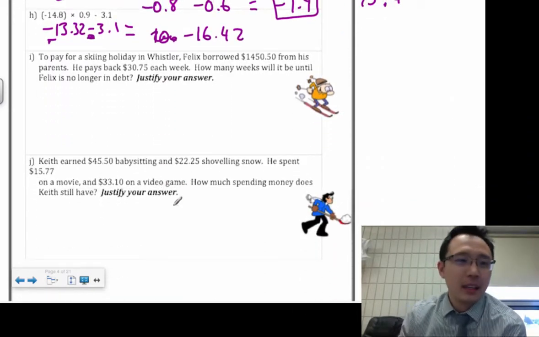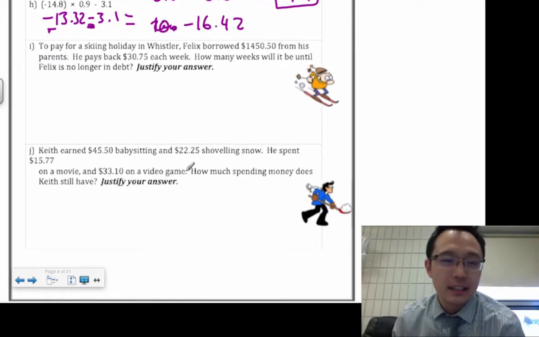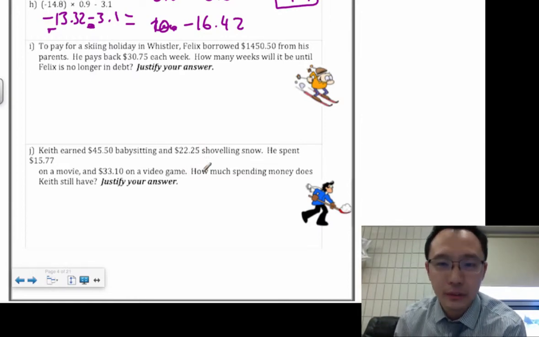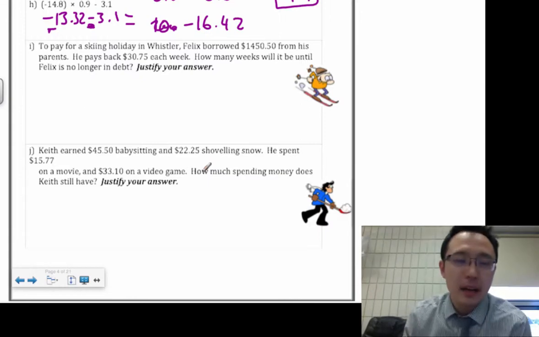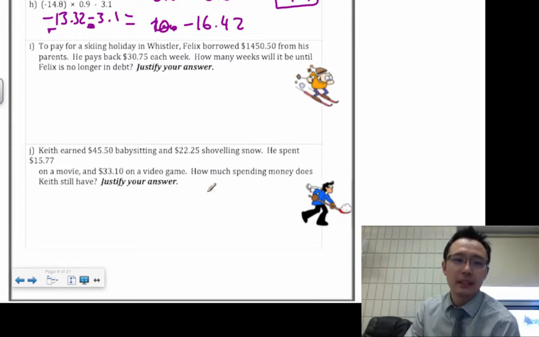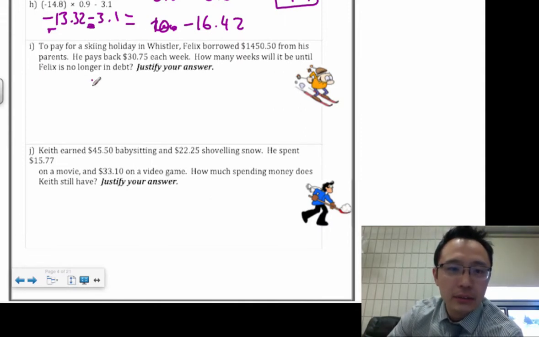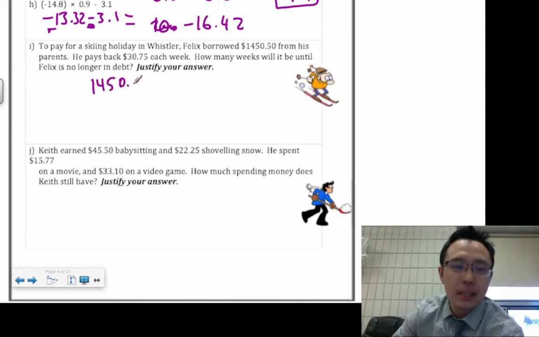Okay, this is exhausting here. To pay for skiing holidays in Whistler, Felix borrowed 1450.50 from his parents. He pays back each week. How many weeks will it be till he's no longer in debt? So he borrowed 1450.50. He pays back each week.